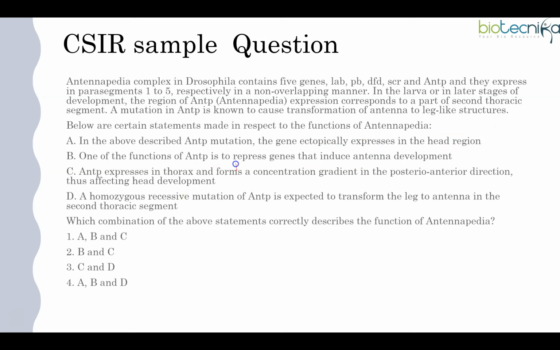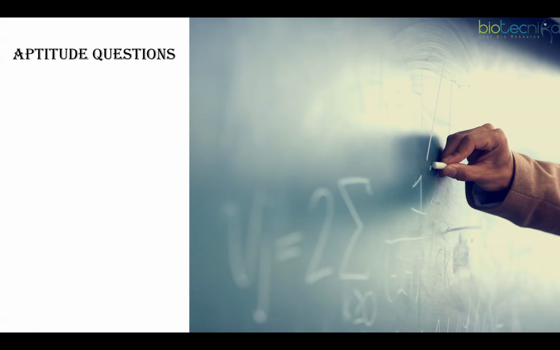Antennapedia expresses in the thorax and forms a concentration gradient in the posterior-anterior direction. This is not correct, because as we just saw, it is expressed in the thorax and it doesn't have any concentration gradient. And a homozygous recessive mutation will cause the leg to form into antenna even in the thoracic region. So that is why option 4 here is the right answer. This is from unit 5, again an important topic in the syllabus, which is regarding Drosophila.